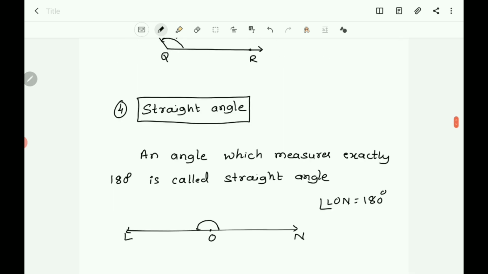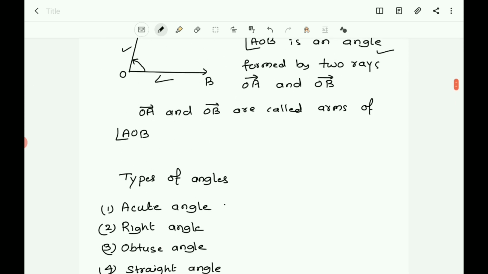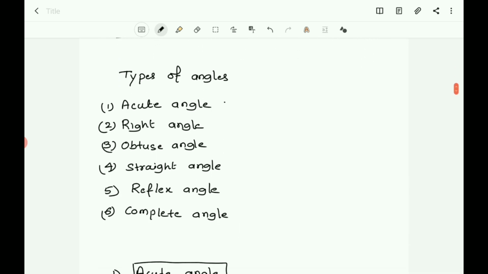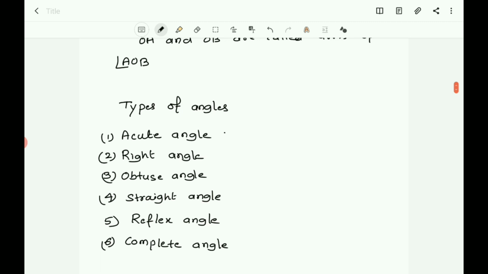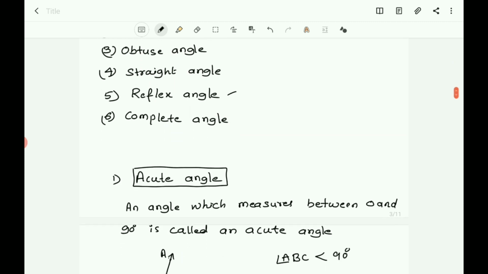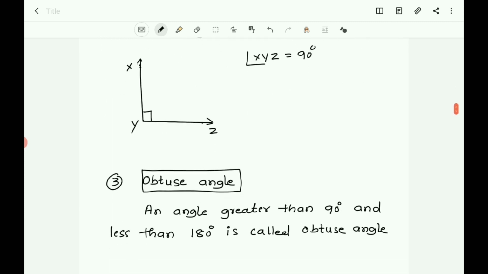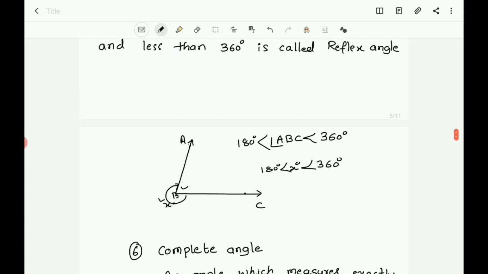So these are the different types of angles. Acute angle less than 90 degree, right angle exactly 90 degree, obtuse angle greater than 90, less than 180 degree, straight angle exactly 180 degree, reflex angle greater than 180 degree and lesser than 360 degree, and complete angle exactly 360 degree. In this way, you can clear the different types of angles.